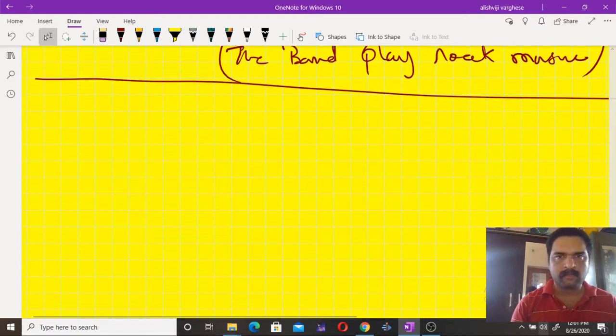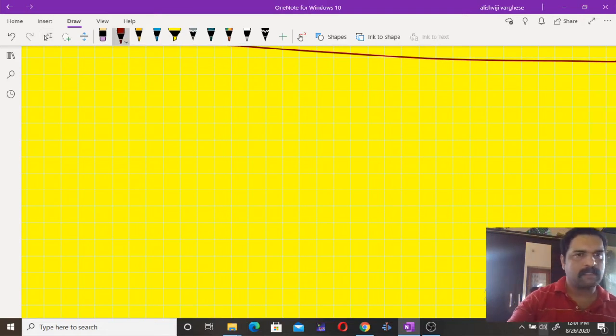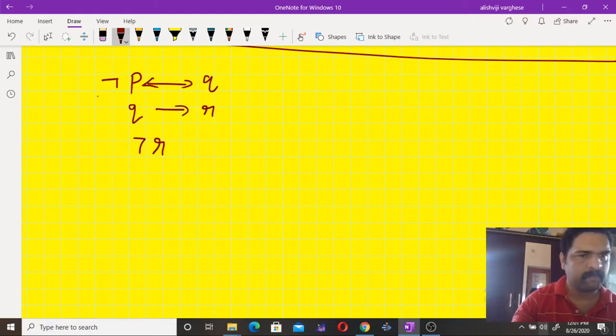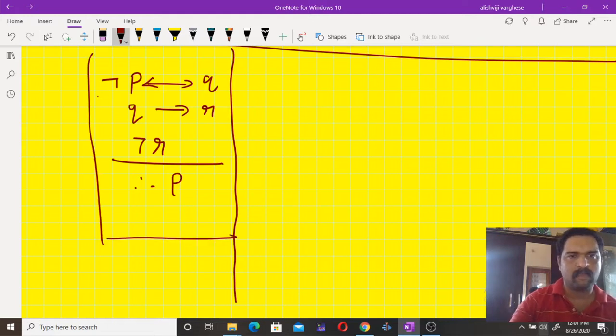And now let us have one more example. So let us consider the premises. Negation P if and only if Q, that's one premise, and then next one, Q implies R, then negation R, and our conclusion is P. So we have to check whether this argument is a valid argument or not.